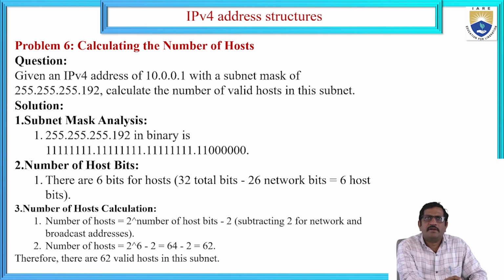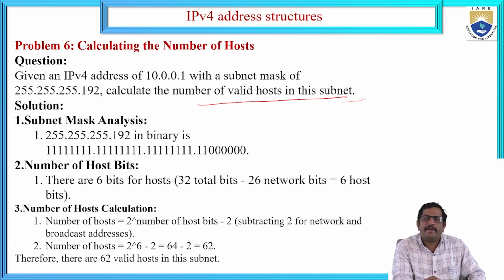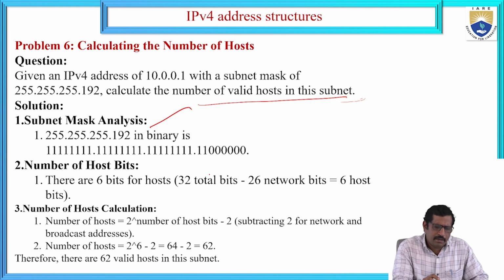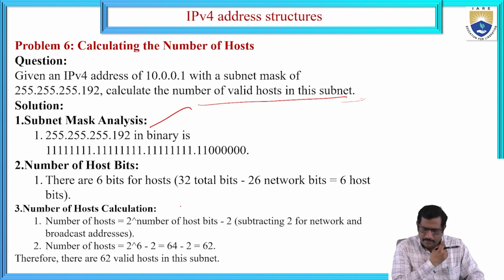Calculating the number of hosts. The question: an IPv4 address of 10.0.0.1 with a subnet mask of 255.255.255.192. We have to calculate the number of valid hosts in this subnet. So how many valid hosts exist in a subnet? We have to calculate it. The solution is subnet analysis. First we have to do the subnet analysis by converting the numbers into binary form.